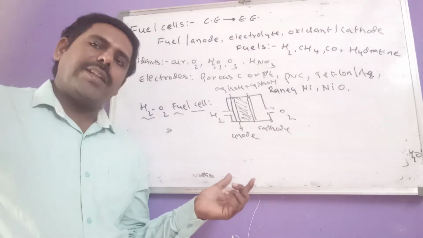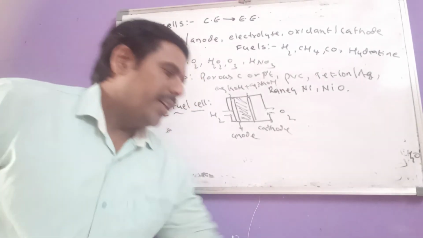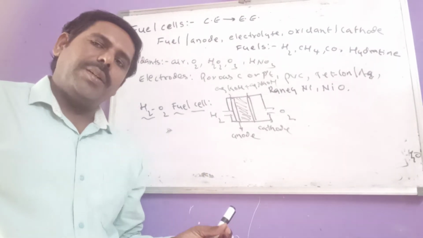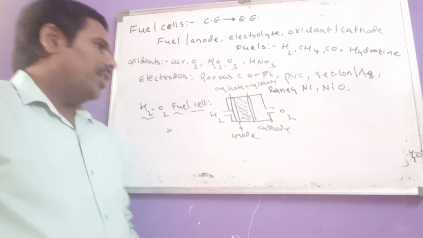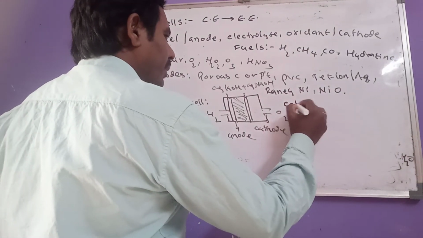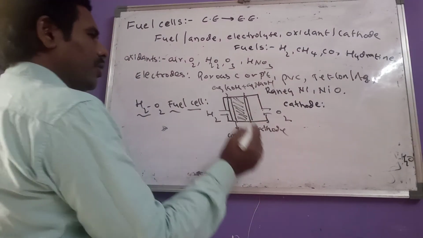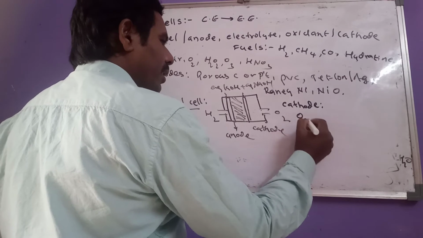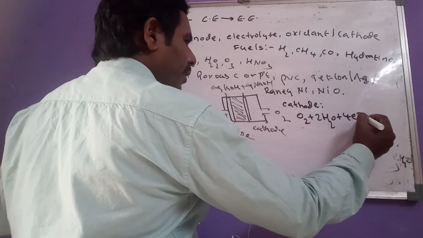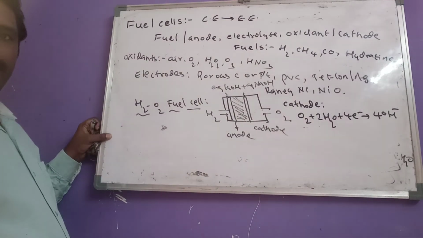Now, what are the reactions taking place in the hydrogen-oxygen fuel cell? Here we need to write two reactions: the reaction taking place at the cathode and the reaction taking place at the anode. At the cathode, oxygen gas is passed, so it undergoes reduction: O2 plus 2H2O plus 4 electrons gives 4OH minus. This is the reaction taking place at the cathode.